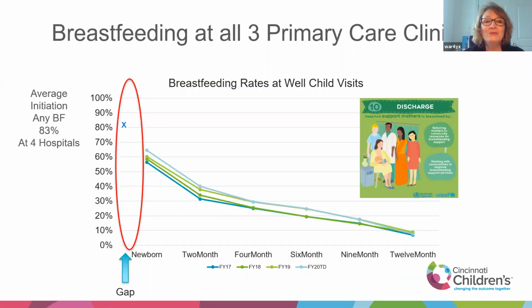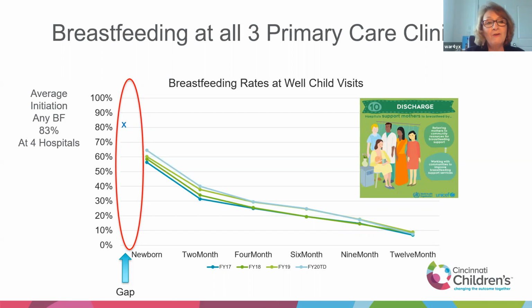This slide shows us where we are at breastfeeding at all 3 primary care clinics. We have an aggregate number of breastfeeders at the newborn, 2-month, 4 months, 6 months, and so on. And you can see that about 64% in 2020 of newborns coming to their first visit at any one of our 3 clinics is receiving some mother's milk. You see the decline after that first visit, as is recognized all across the nation.